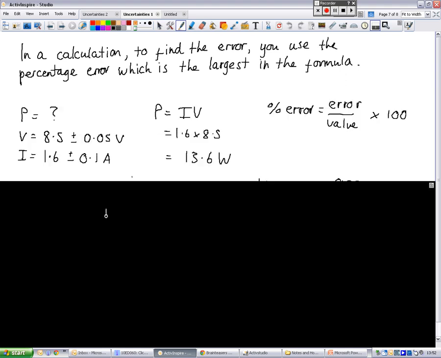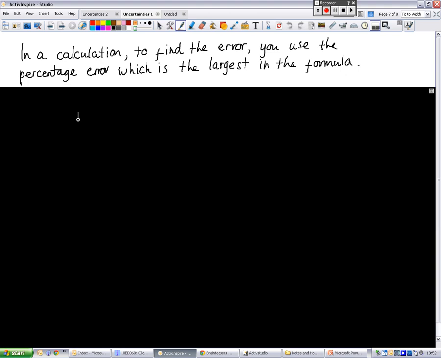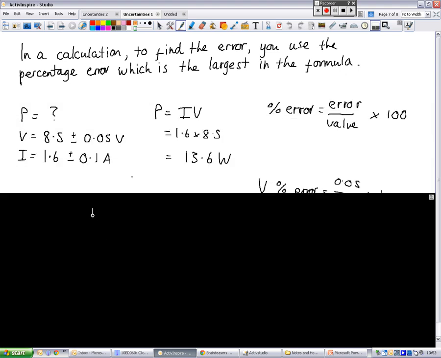So we need to figure out in any calculation which one has the largest percentage error, and that's the one that we will use in the final answer. Before now, we've only had one type of error, so we haven't had to figure out what the total final error was. But now we do. We're trying to calculate power and the error in power, but we've got an uncertainty in the current and an uncertainty in the voltage. So the one that we use is the one that is the largest percentage.